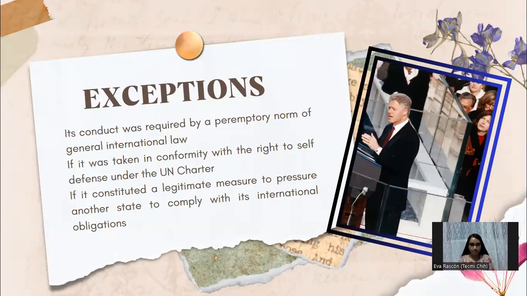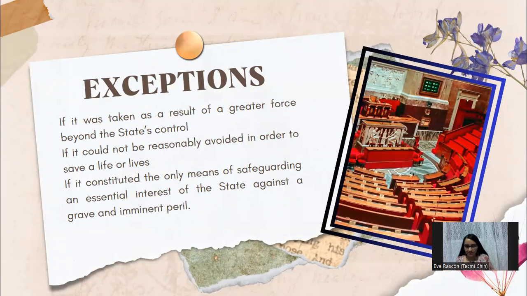But a state will not be internationally responsible if its conduct was required by a peremptory norm of general international law, if it was taken in conformity with the right to self-defense under the UN Charter, if it constituted a legitimate measure to pressure another state to comply with its international obligations, if it was taken as a result of a greater force beyond the state's control, if it could not be reasonably avoided in order to save a life or lives, or if it constituted the only means of safeguarding an essential interest of the state against a grave and imminent peril, where no essential interest of the state toward which the obligation exists or the international community was impaired.